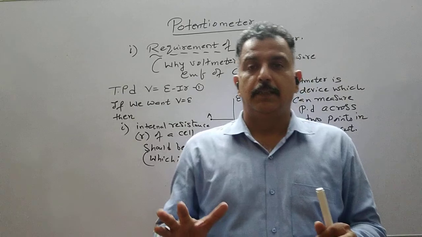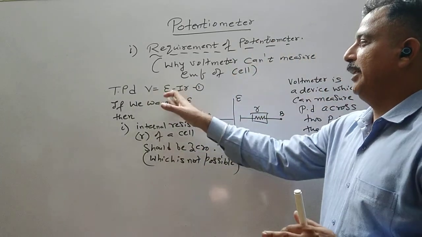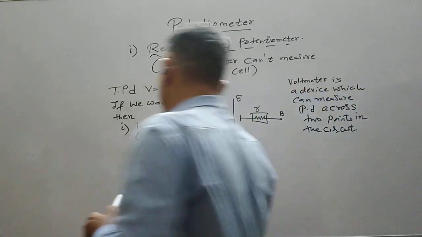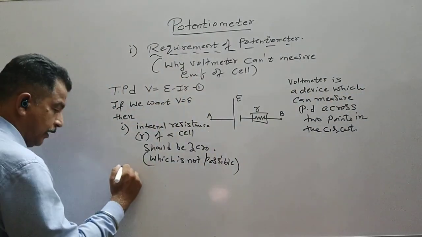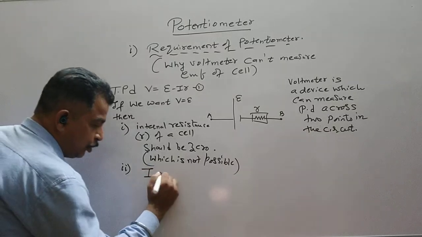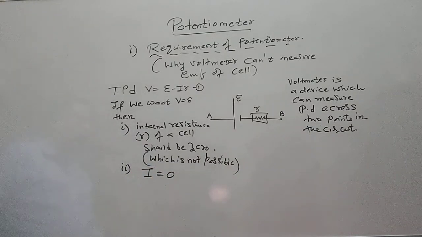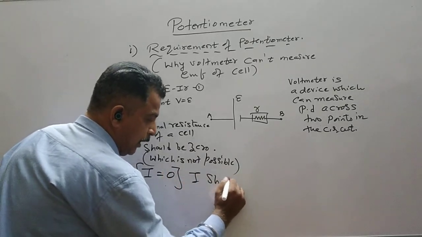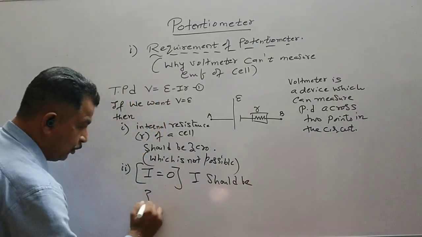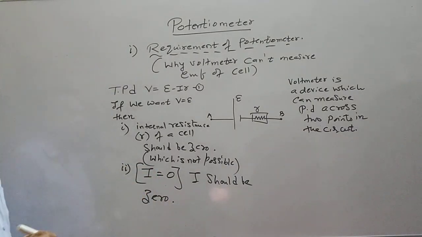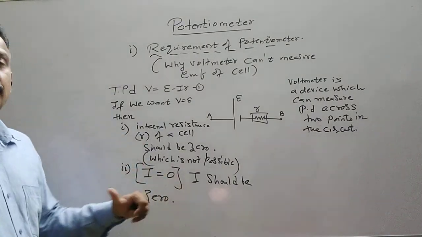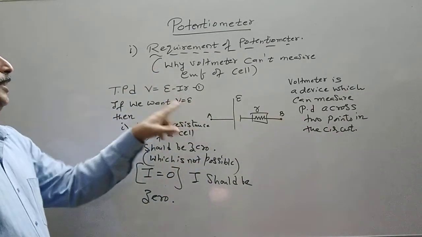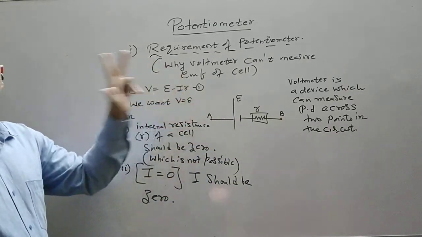It means V cannot be equal to E in this situation. Now second situation, if we want V to be equal to E, the second condition is I should be equal to 0. I should be 0 means no current should be drawn from the cell. Now if no current is drawn, then and only then V is equal to E.